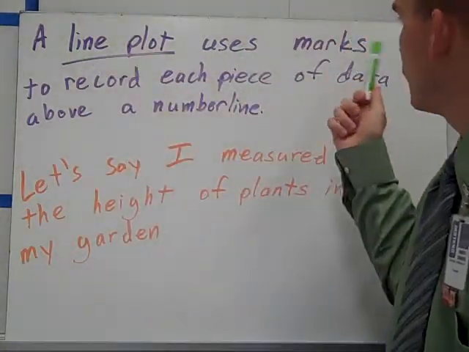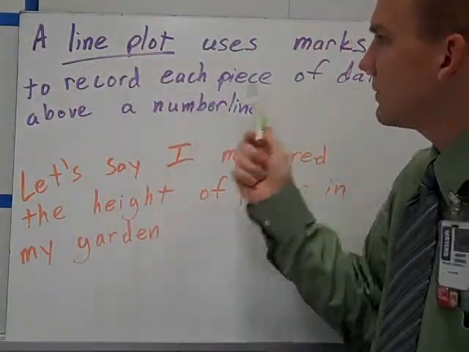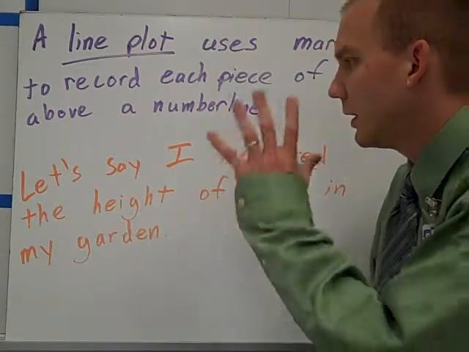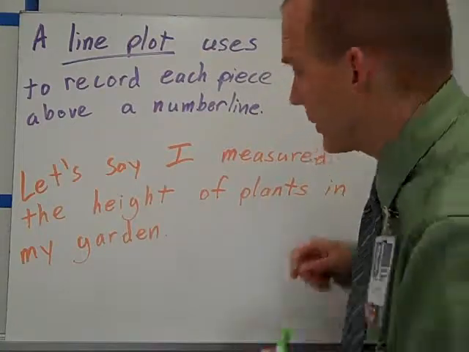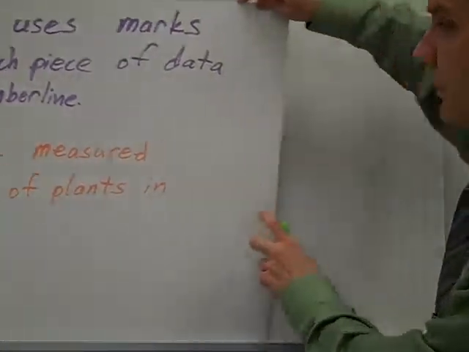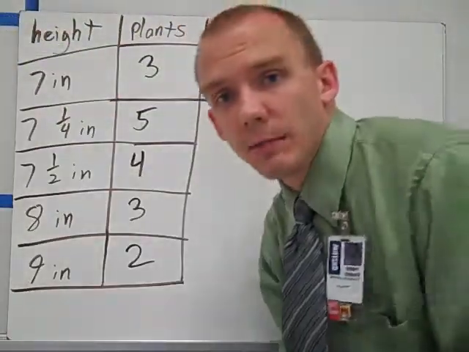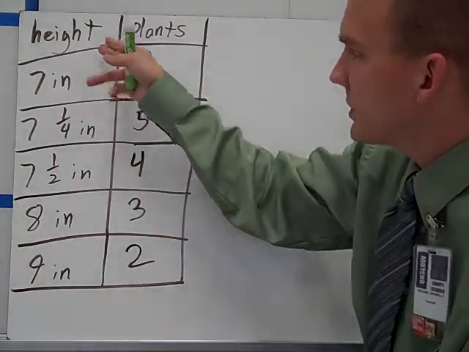A line plot uses marks to record each piece of data above a number line. Let's say I measured the height of plants in my garden. Whenever you measure things, you can create a line plot. So here are the different heights I got.